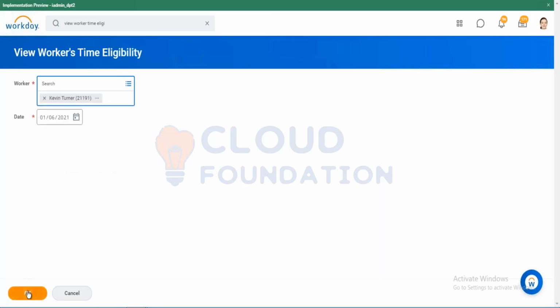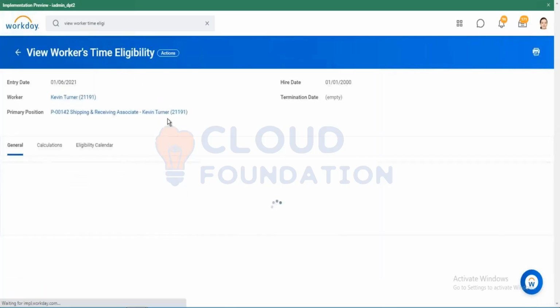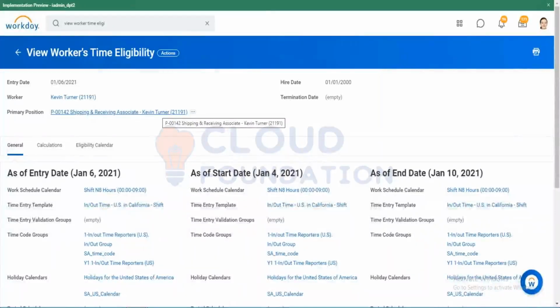Kevin Turner. If you open Kevin Turner over here, you will see the entire workflow of that worker. Everything is over here. All his time tracking components are here, and they are also effective dated, like on the 6th what he had, on the 4th what he had, and in the future what he will be having. Everything would be listed.